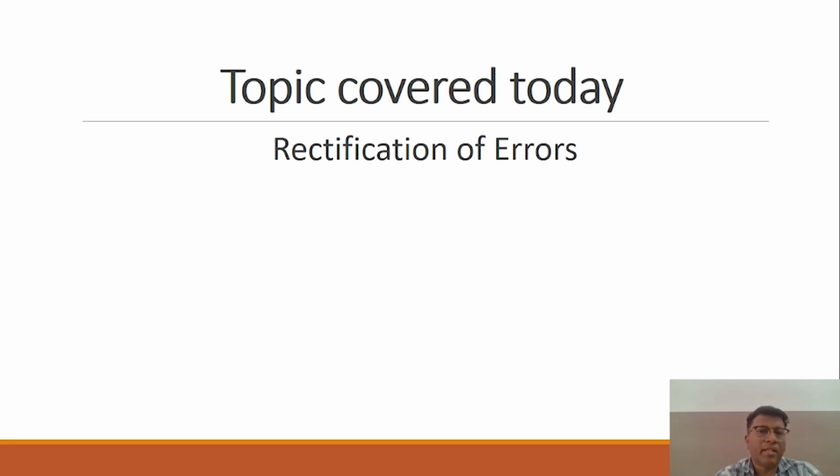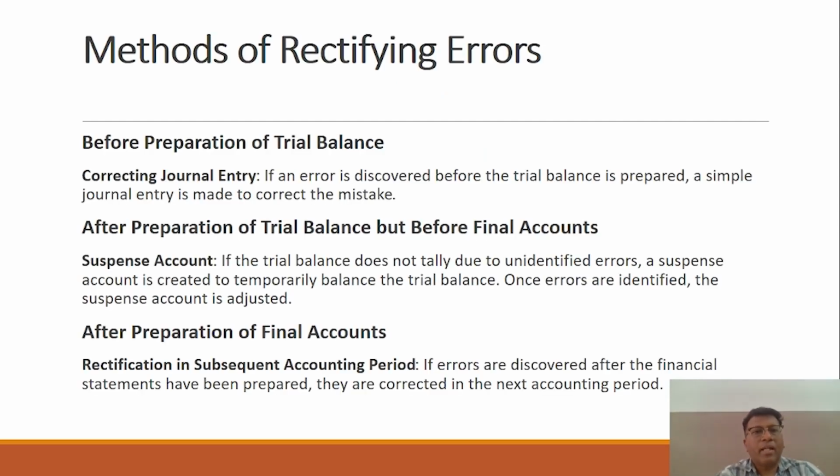But if errors already exist in your books of accounting, what is the solution, or what is the option with you? It is to rectify the errors. So today we are talking about rectification of errors. It means to remove the errors or to rectify the errors. There are different methods of rectifying errors.